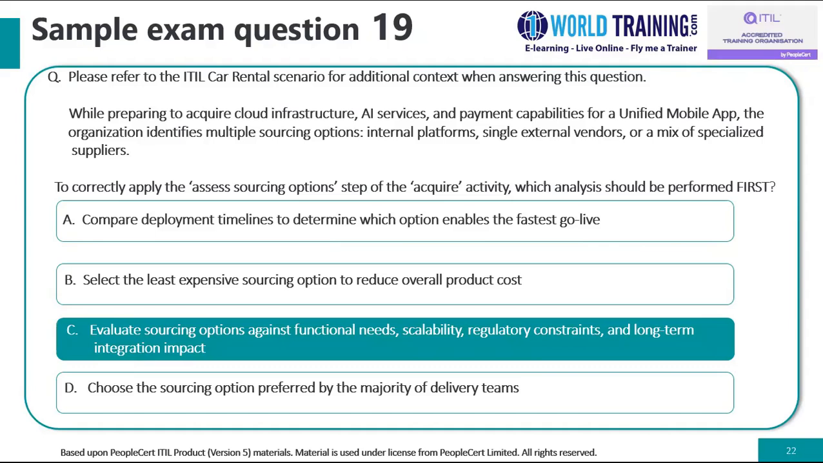A is wrong because deployment speed is a transition concern and doesn't assess suitability. B is wrong because selecting solely on cost ignores capability, compliance, and integration risks. And D is wrong because delivery team preference alone does not address strategic, regulatory, or life cycle considerations.